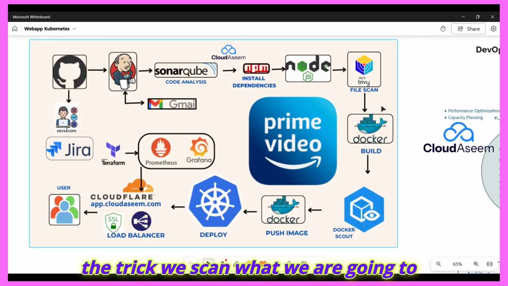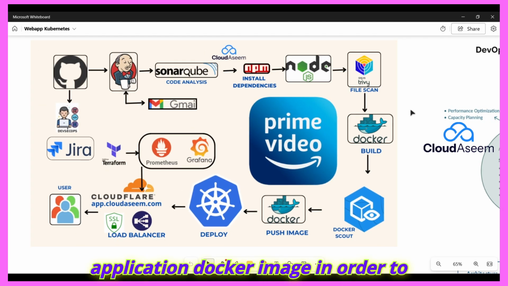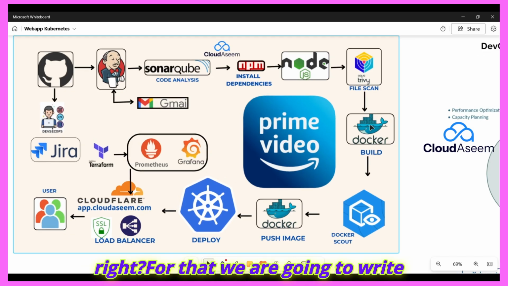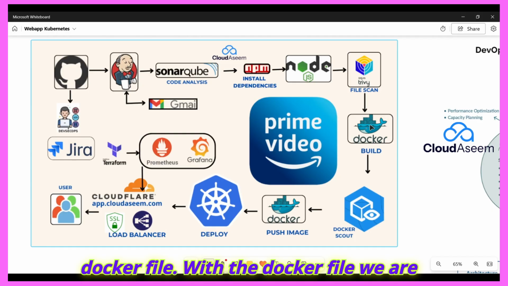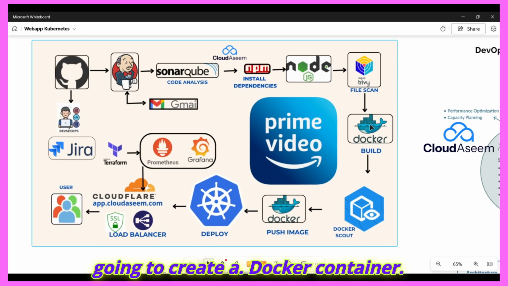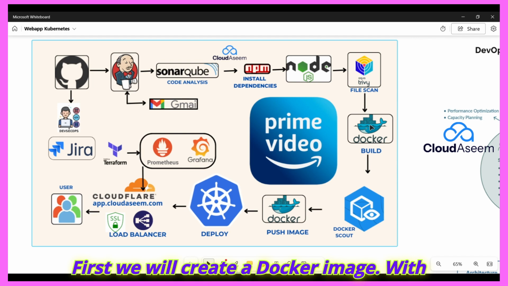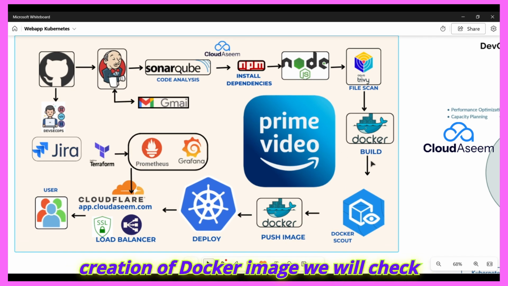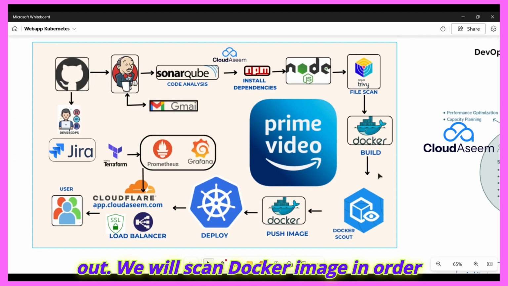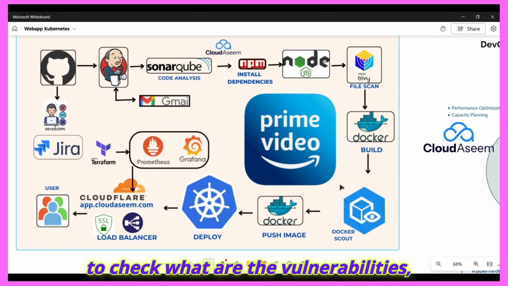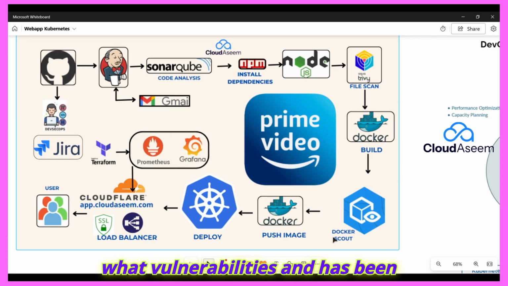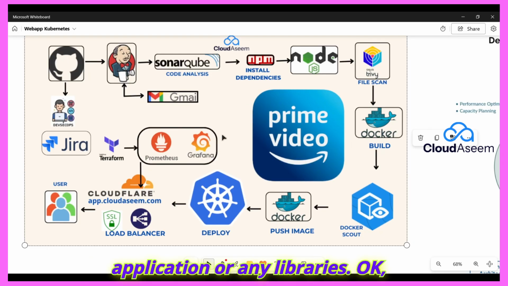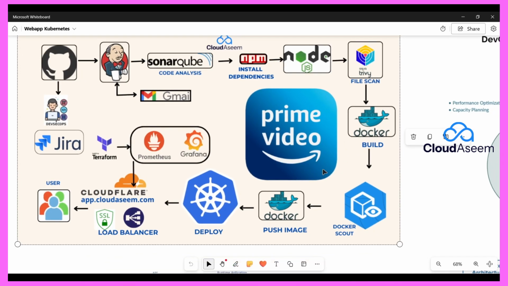After the Trivy scan, we are going to build this application's Docker image in order to deploy later on as a Docker container. For that, we are going to write a Dockerfile. First, we will create a Docker image, and with the Docker image, we are going to create a Docker container later on. While creating the Docker image, we will scan the Docker image in order to check what vulnerabilities have occurred with the dependencies of our application or any libraries. Okay, so that is done.